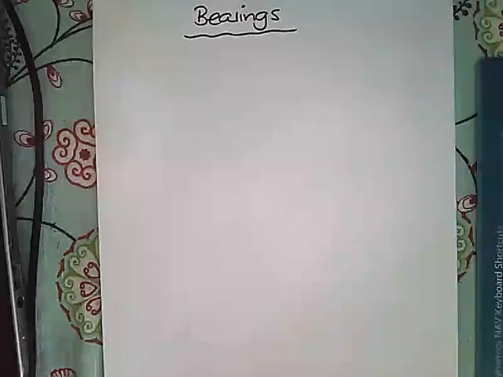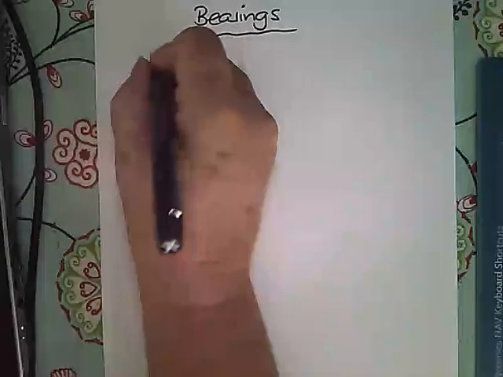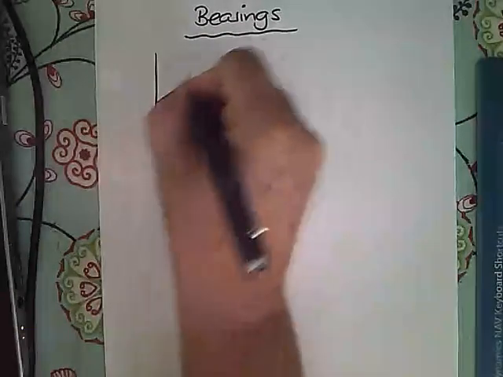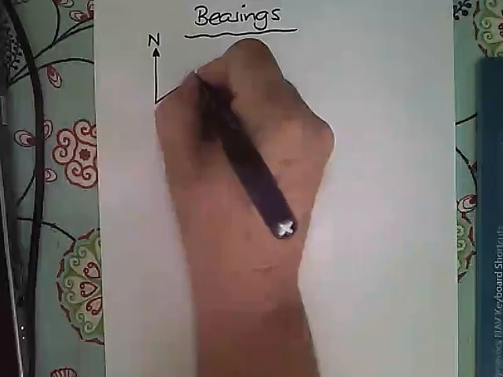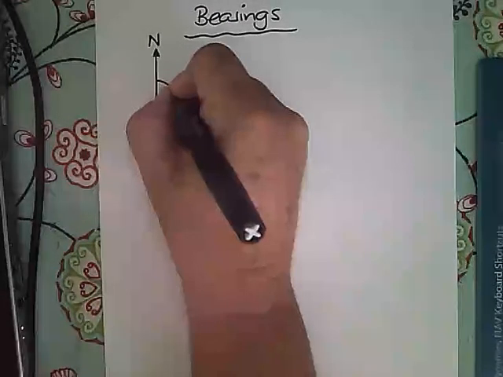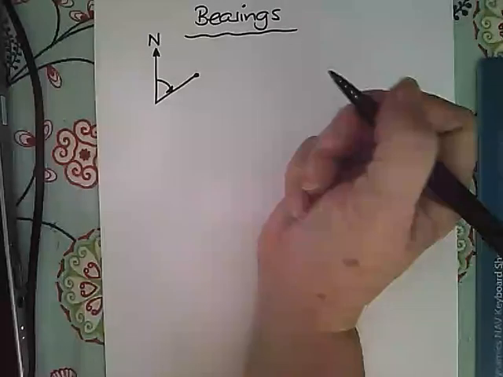So bearings are used to indicate direction, and there is a standard that we always measure them clockwise from north. So normally we have north going up the page and the bearing is measured clockwise from north.